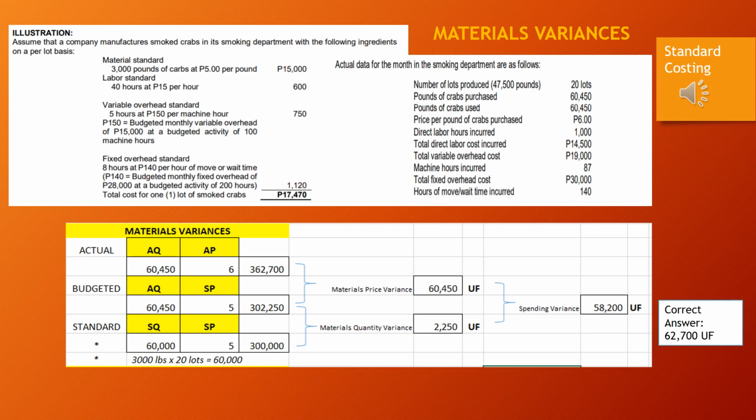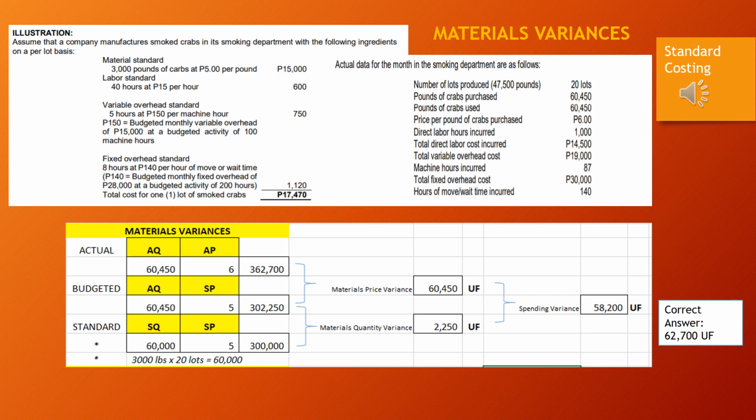Now, for the standard, I know you are having a hard time. How did you get the 60,000 pounds na quantity? So, this is how you're going to solve this one. The standard is 3,000 pounds yung kailangan nating materials. Okay, so look at that actual data. How many number of lots produced for the 47,500 pounds? So, we have 20 lots. Now, 3,000 pounds times the 20 lots, it's equal to 60,000. Okay? So, therefore, 60,000 will be multiplied to your standard price. So, that is 300,000 pesos.